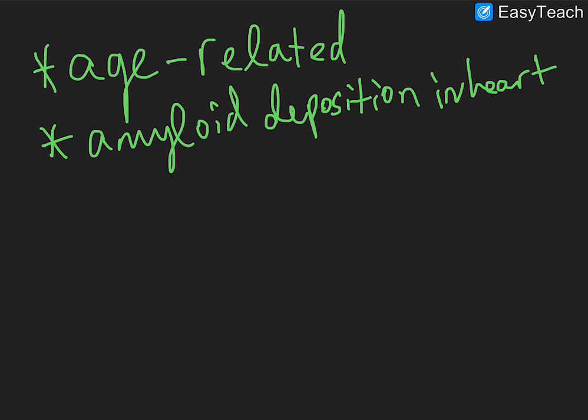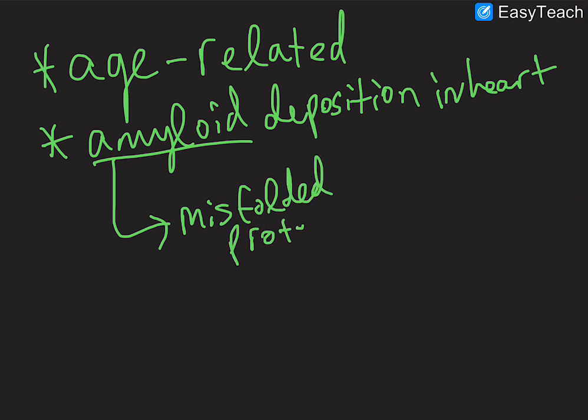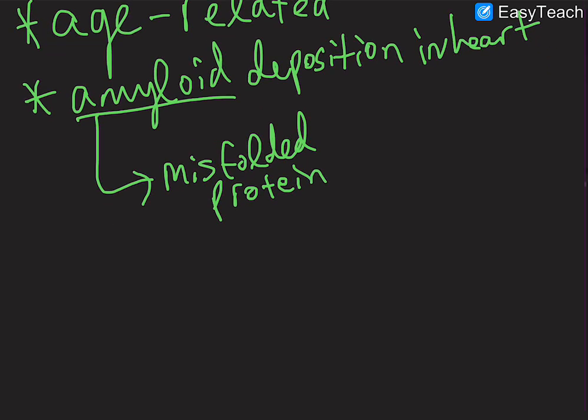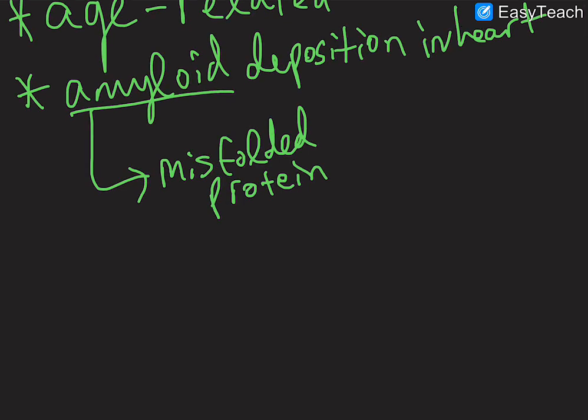misfolded protein, because remember, amyloid is misfolded protein that can deposit in the extracellular environment, outside your cells. And obviously that can lead to damage of your tissues. So in senile cardiac amyloidosis, you basically have a deposition of transthyretin that has misfolded, okay? Misfolded transthyretin protein that deposits as amyloid in the walls of your heart.